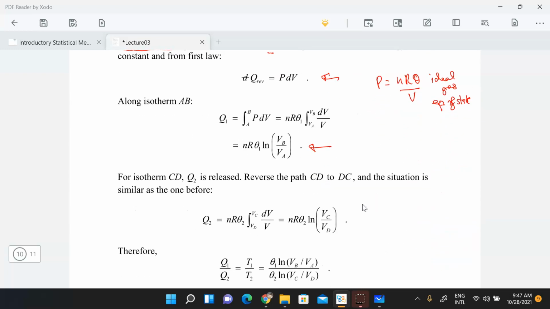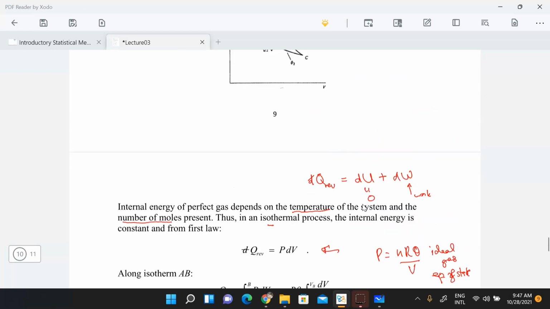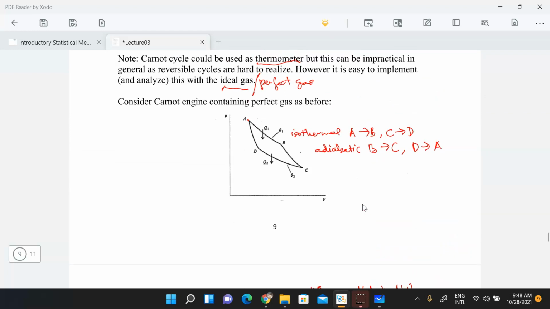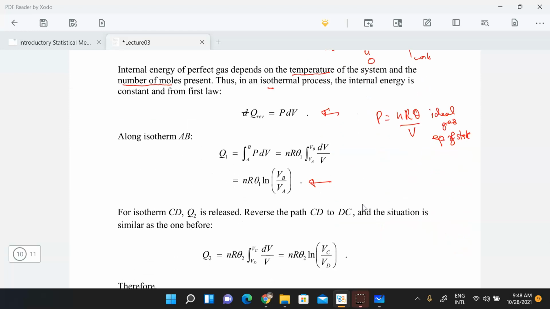Okay, and then you do the same. The only difference over here is that Q1 goes into the system, and here Q2 is escaping the system. So in a way there is supposed to be a negative sign there if you think about it.